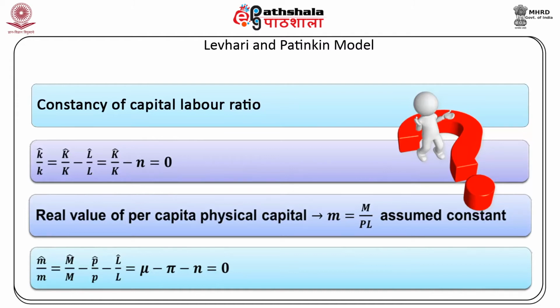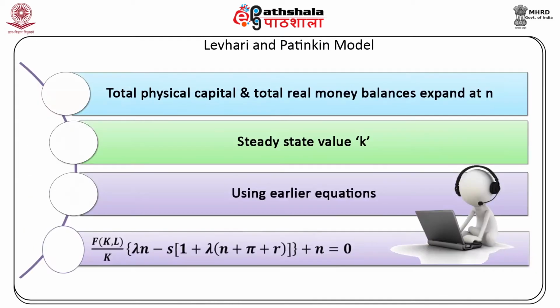In this system, the real value of per capita money balances, denoted as small m, equal to capital M upon PL, is also assumed to be constant. That is, m hat upon m is equal to M hat upon M minus p hat upon p minus L hat upon L, which is equal to mu minus pi minus n, which is equal to 0. Thus, total physical capital and total real money balances both expand at n.